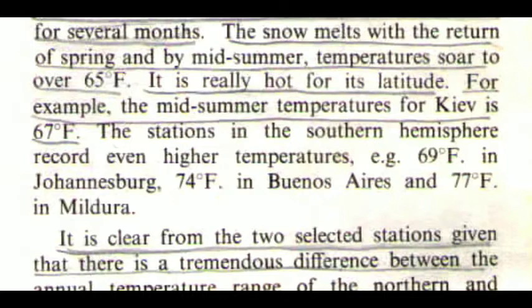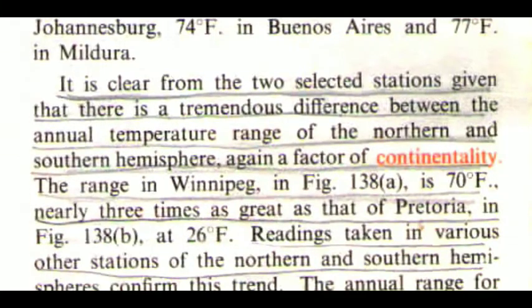The stations in the southern hemisphere record even higher temperatures. For example, 69 degrees Fahrenheit in Johannesburg, 74 degrees Fahrenheit in Buenos Aires, and 77 degrees Fahrenheit in Mildura. It is clear from the two selected stations given that there is a tremendous difference between the annual temperature range of the northern and southern hemisphere, again a factor of continentality.